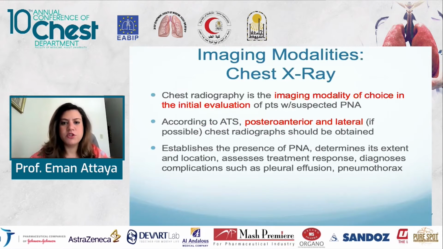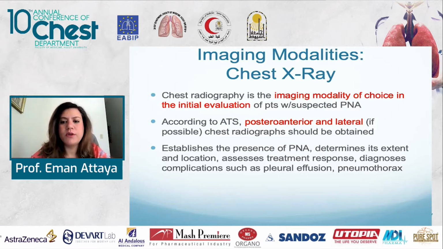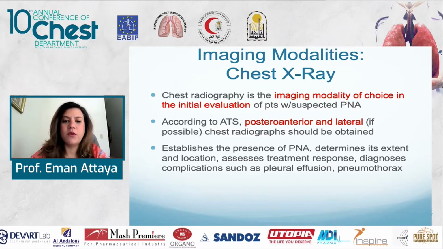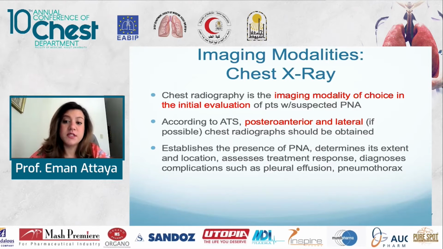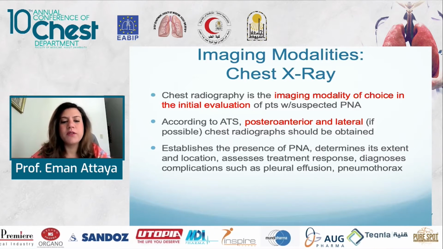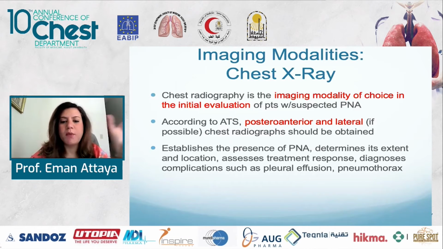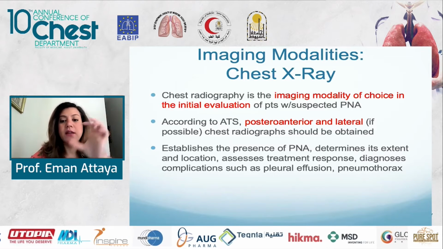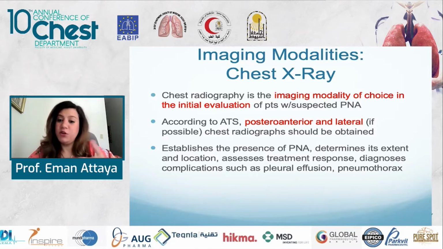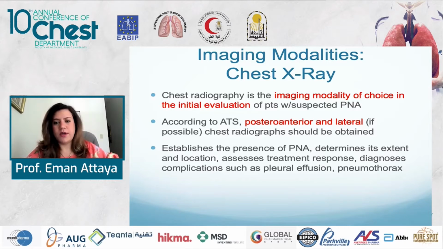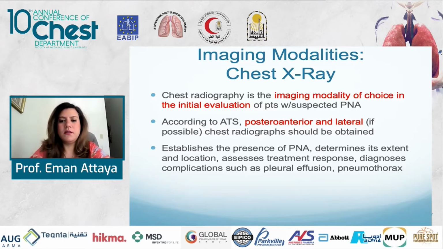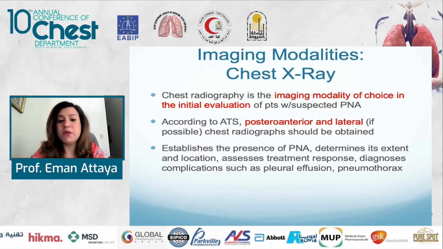Imaging modality. So chest x-ray is the imaging modality of choice in the initial evaluation of patients with suspected pneumonia. And according to the American Thoracic Society, we want to get a posterior-anterior and a lateral radiograph if you can. Sometimes the patients are not able to do that, and in that case, you can just get an AP radiograph.